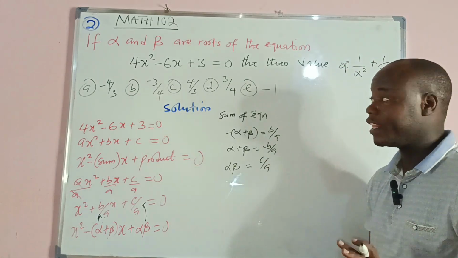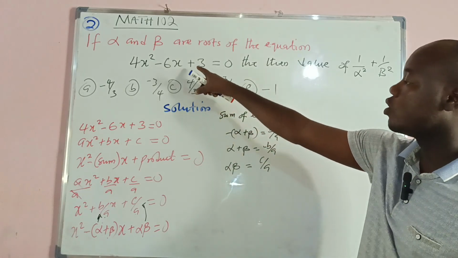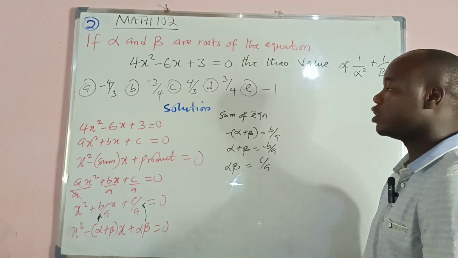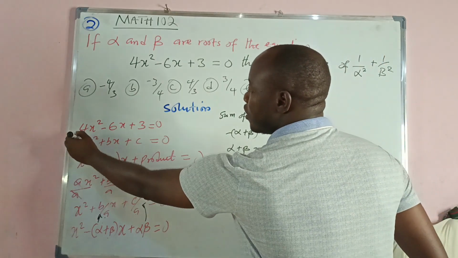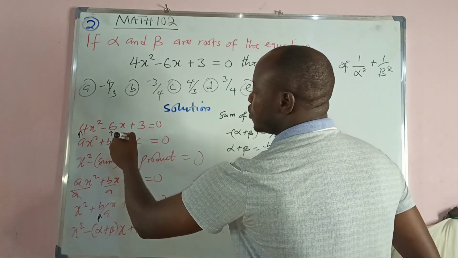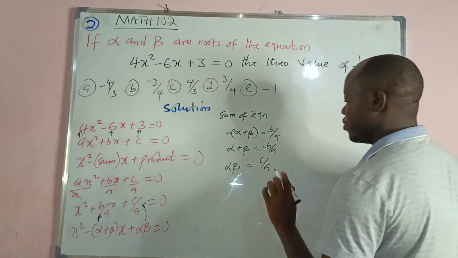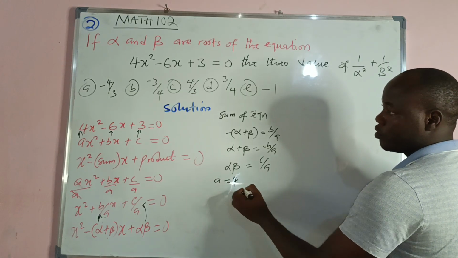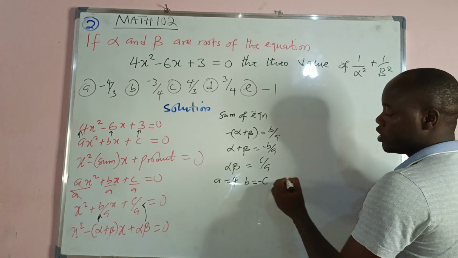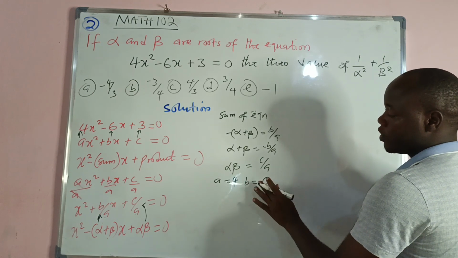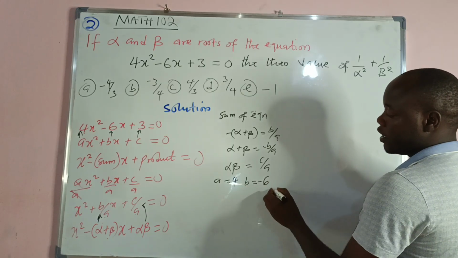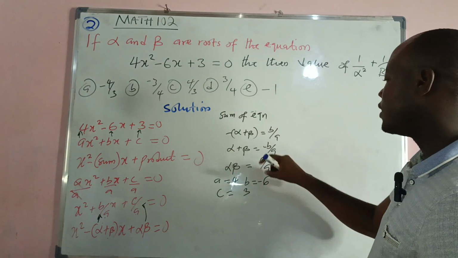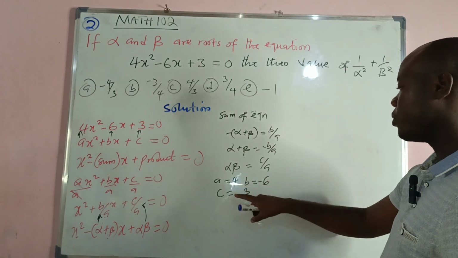So what do we do next, ladies and gentlemen? We can look at this equation and bring the values of a, b, and c from the equation. As we can see from here, a is 4, b is minus 6, and c is 3. So how do we get the product and the summation of the equation using these values?